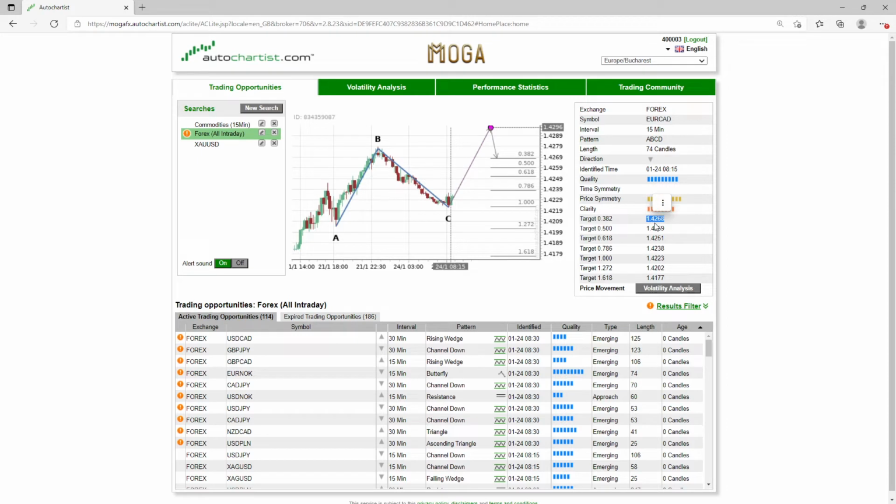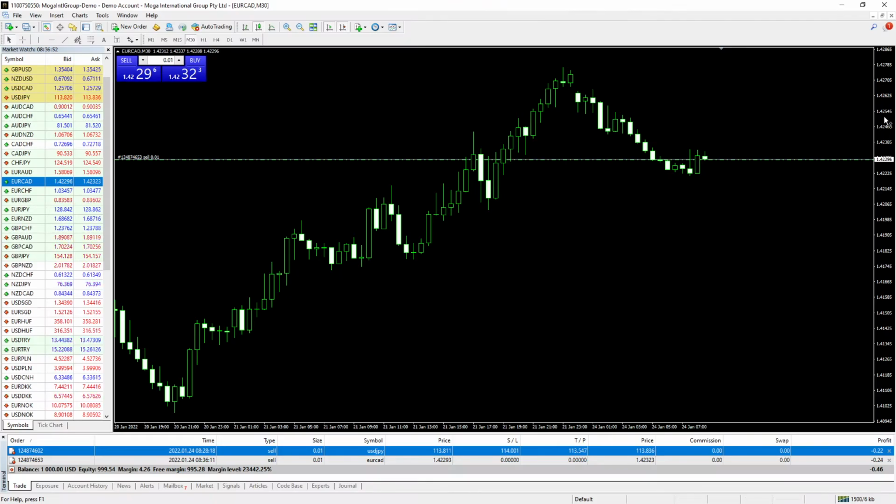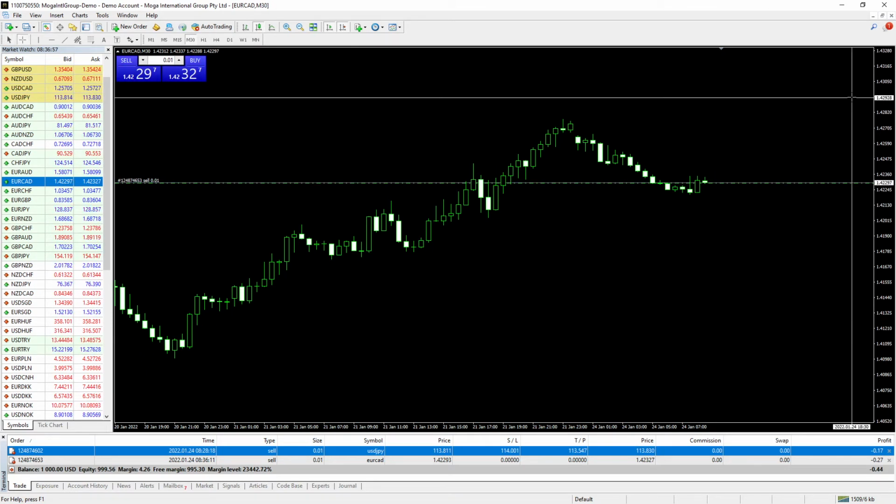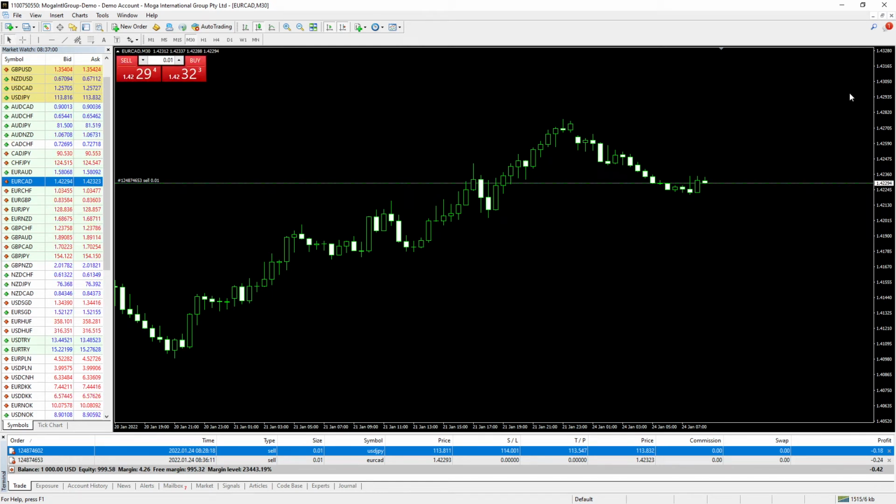I cannot use this first one because it's above my current price, I believe. So I'm going to use this lowest one just so we can have the number, right? But if you're analyzing this with your own AutoChartist, the right thing to do here would be to wait for the price to hit 1.4296, right? Which it didn't reach.